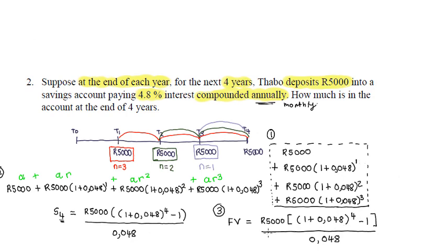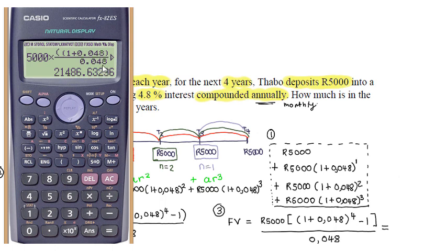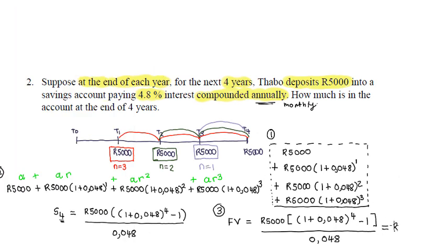So I'm going to now pop this into a calculator and evaluate it. And we get that at the end of 4 years, Thabo will get 21,486 Rand and 63 cents.